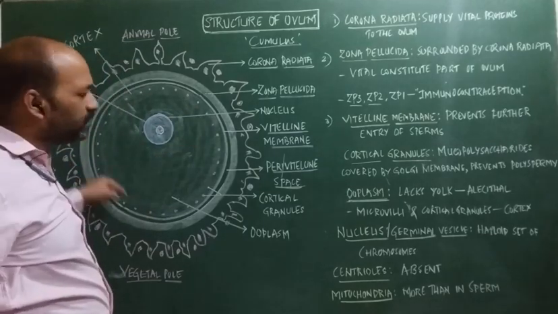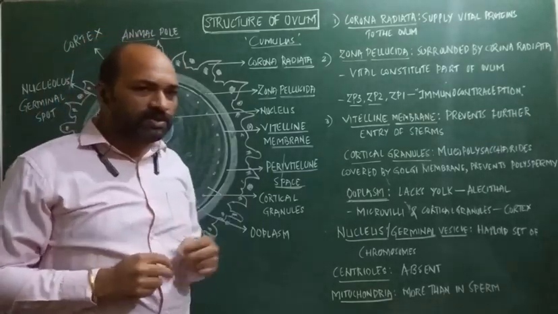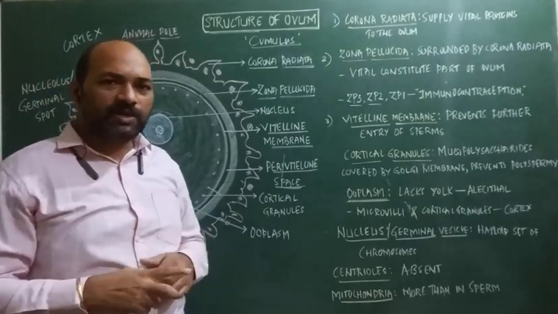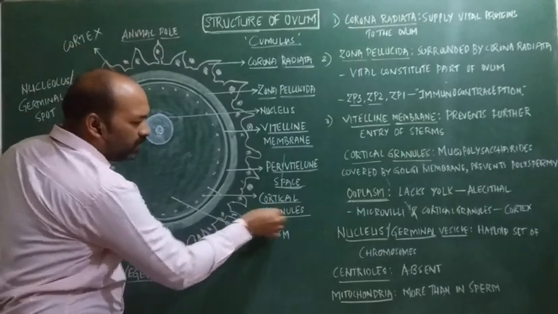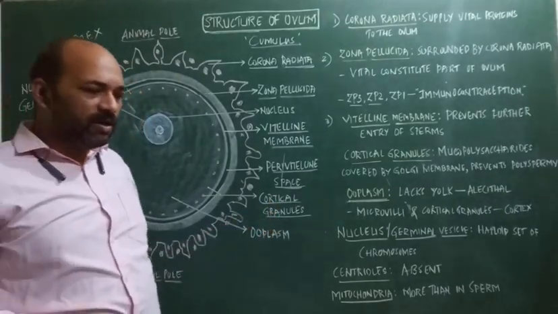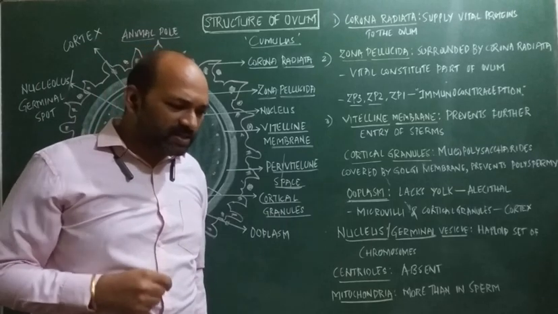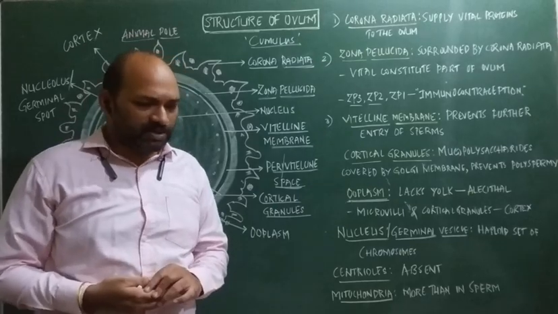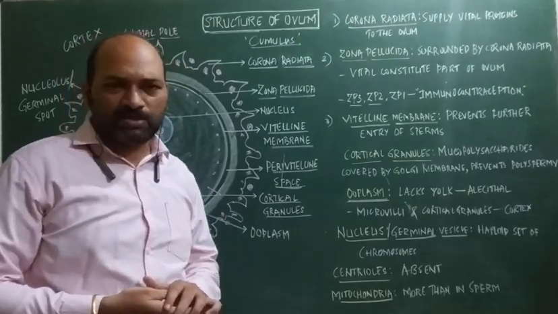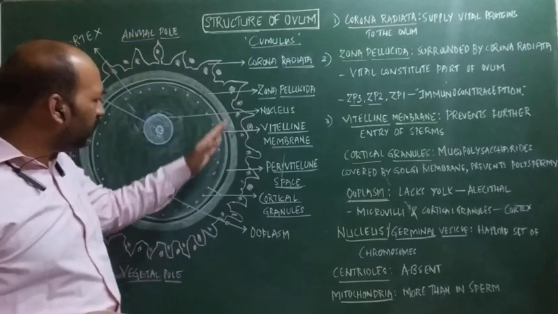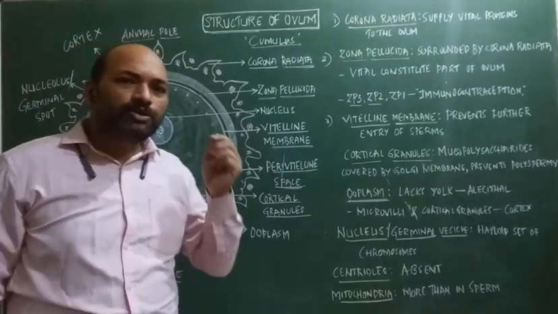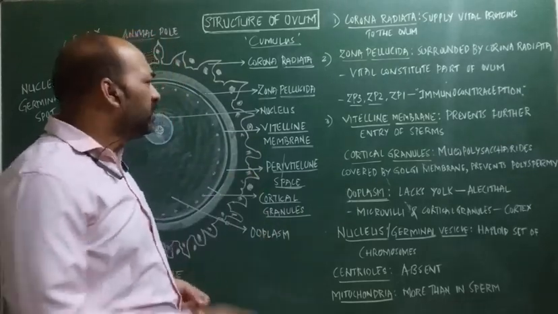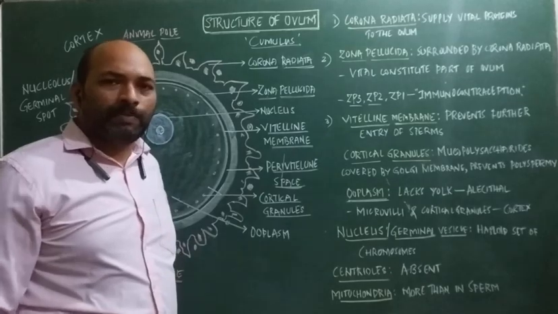And this cortex consists of two regions. The first one is called the microvilli, and the second one is called the cortical granules. So what is the function of these microvilli? Generally you have heard about their function, that they increase the surface area for absorption, and they are commonly seen in the intestine. But here the microvilli which are present in the ooplasm are tubular structures, and they facilitate the transportation of substances in and out of the cytoplasm.